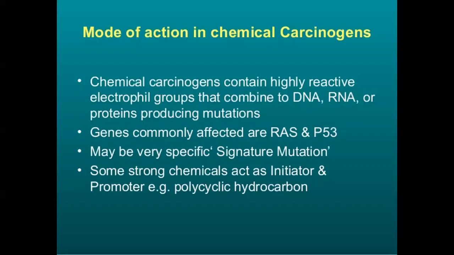The mode of action of chemical carcinogens. The chemical carcinogens contain highly reactive electrophilic groups. They combine with DNA, RNA, or proteins, producing mutations. Genes commonly affected are RAS and TP53. There may be very specific signature mutations. Some strong chemicals act as both initiator and promoter, like polycyclic hydrocarbons.